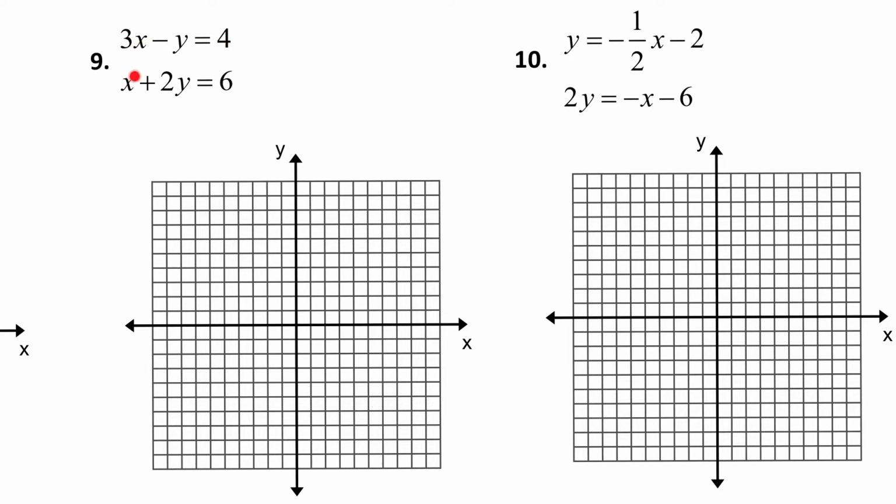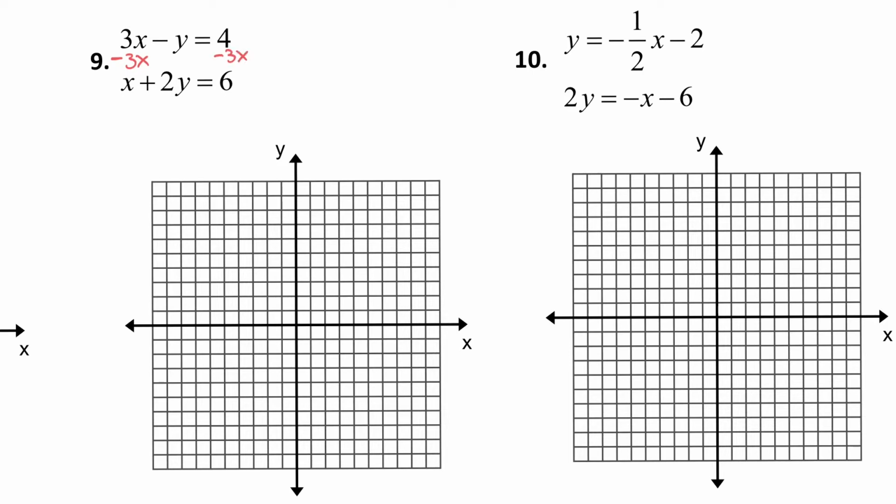So to graph the lines, you would need to use the slope and the y-intercept. You're going to have to graph each one by one, and I'm going to start with example number 9. The top equation is 3x minus y equals 4. To find the slope and the y-intercept, I'm going to get the y by itself. That 3x, I'm going to move it to the other side of the equation. So I'm going to do the opposite. I am going to subtract 3x from both sides.